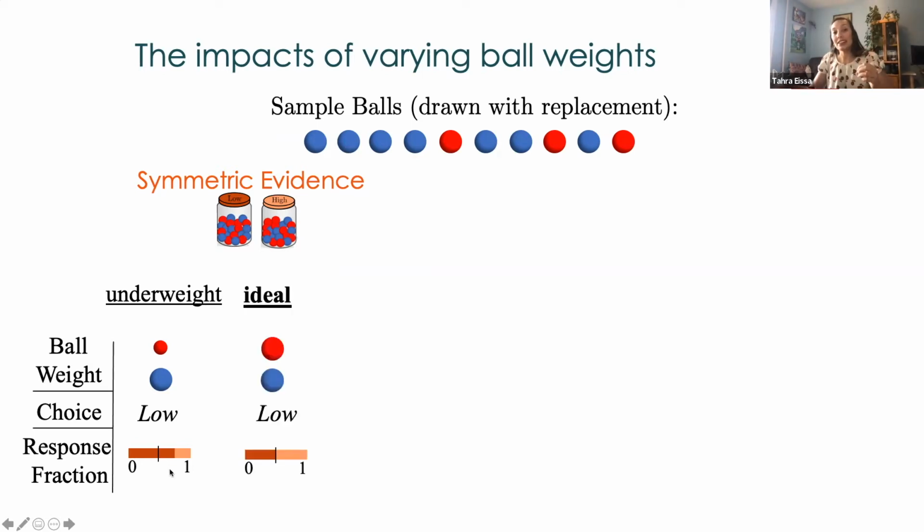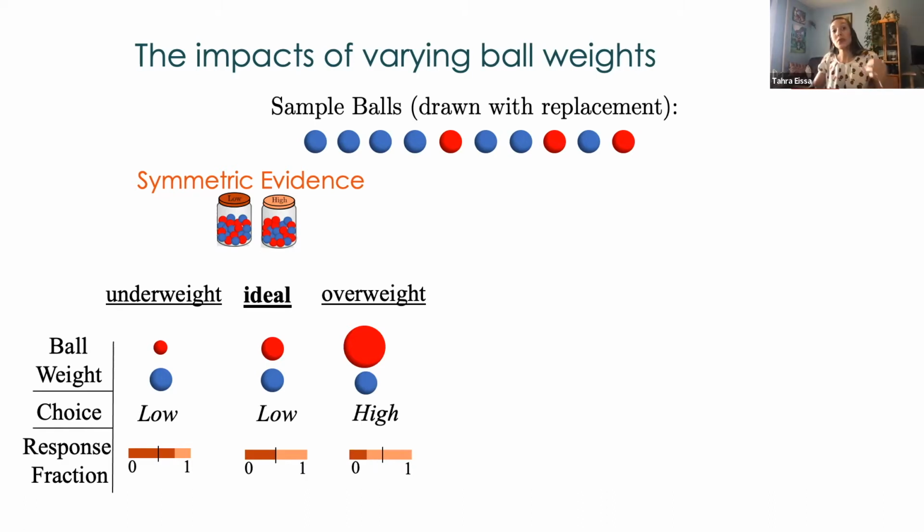So with the ideal, we get exactly what we saw in the last slide. Each ball is weighed equally to one another. We get this nice symmetry of our responses. And again, if we overweight, we're going to see a shift now in favor of the high jar. So we can modulate this just by changing the weights.